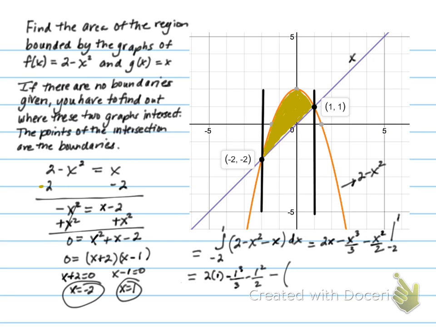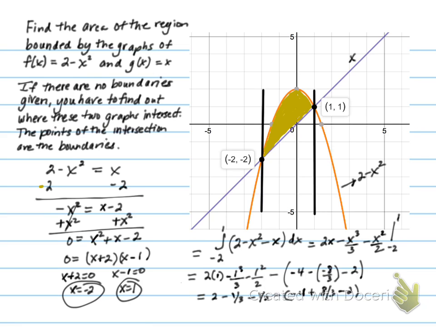So I have 2 times -2 is -4. Minus, I got -2 cubed, it's going to give me -8/3. All right. Minus -2 squared is 4 over 2, which is 2. So I'm going to get 2 minus 1/3 minus 1/2. And then minus, I have -4 plus 8/3 minus 2.